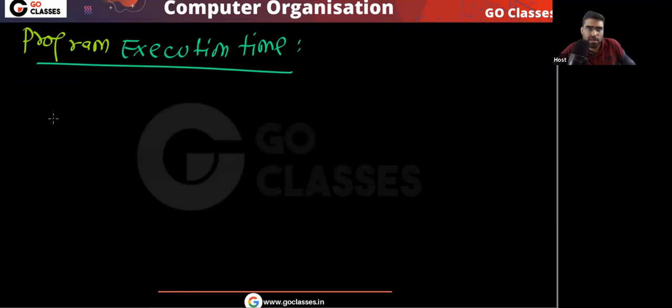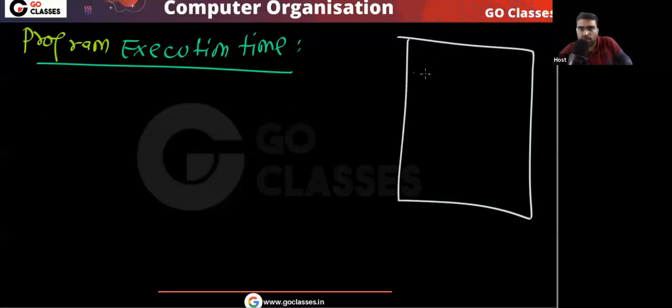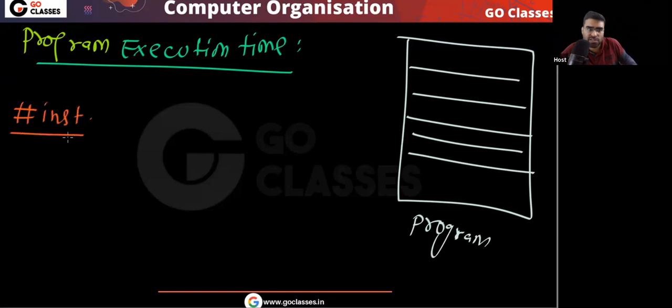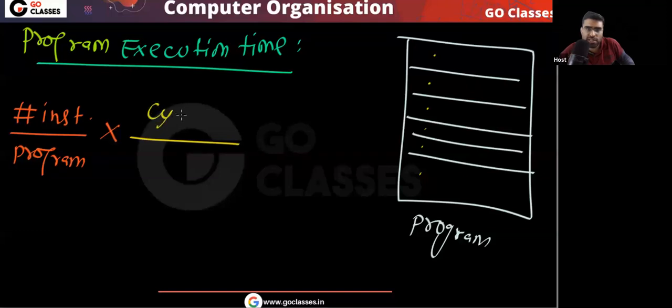See, what I can say: number of instructions in this program. You have a program. What is the equation for program execution time? Very simple. Number of instructions per program multiplied by what? It means how many instructions you have in this program, multiplied by, per instruction, how many cycles you are taking?